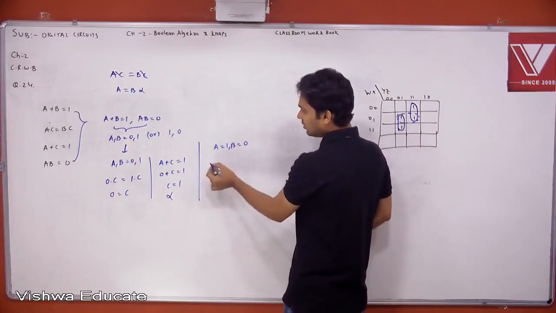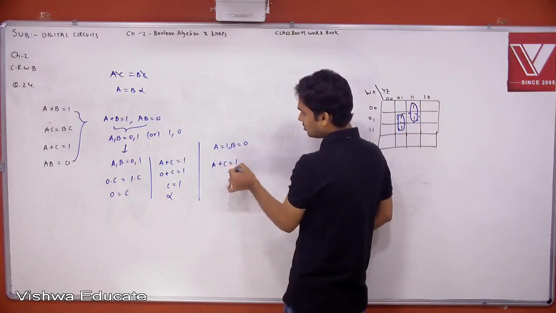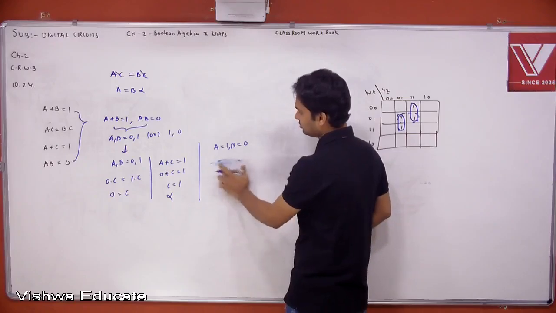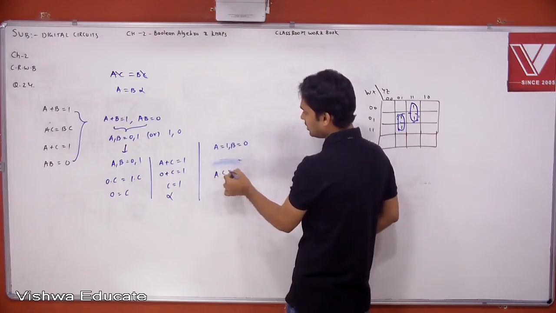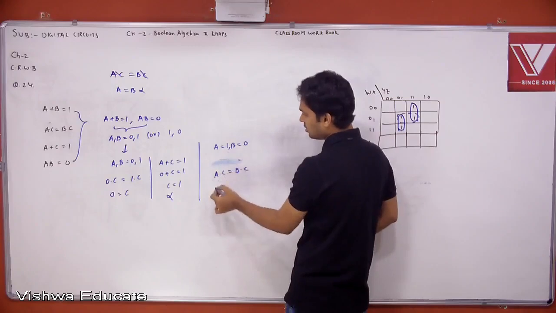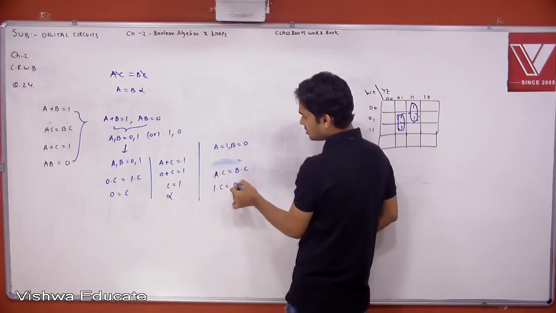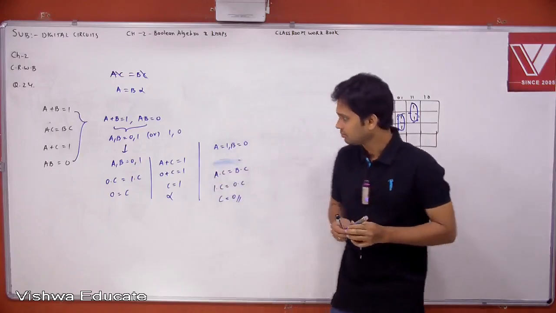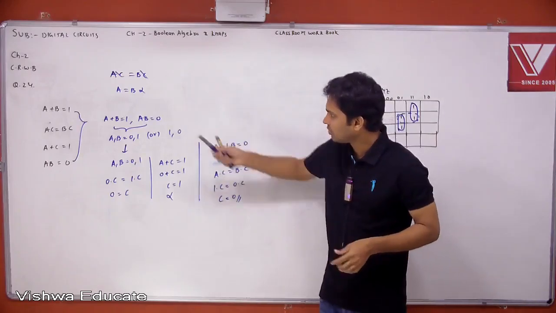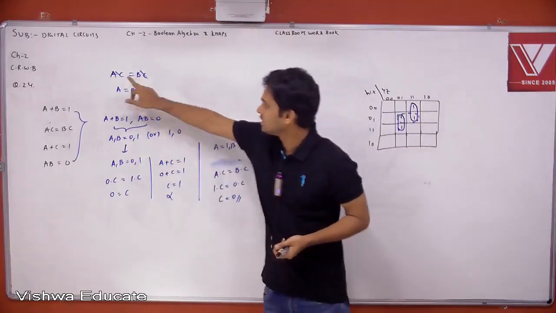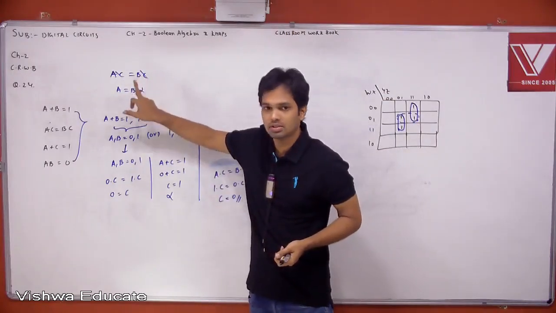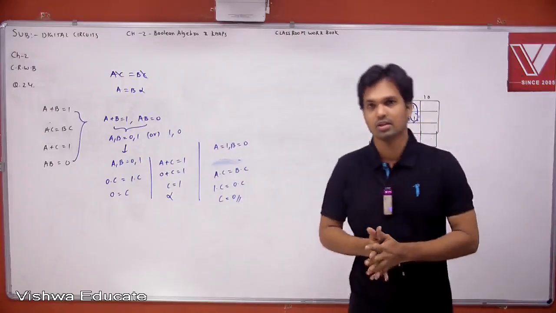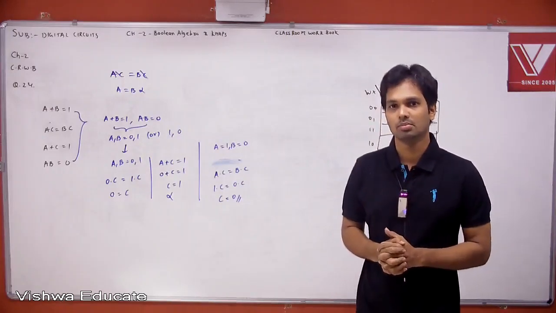Then A plus C equal to 1. And what is that? I'm sorry. A into C equal to B into C. So 1 into C equal to 0 into C, C equal to 0. That's all. So use the given info. One important point we should understand is AC equal to BC doesn't mean A equal to B. Okay, we'll continue in the next lecture. That is about your Boolean algebra and K-maps.